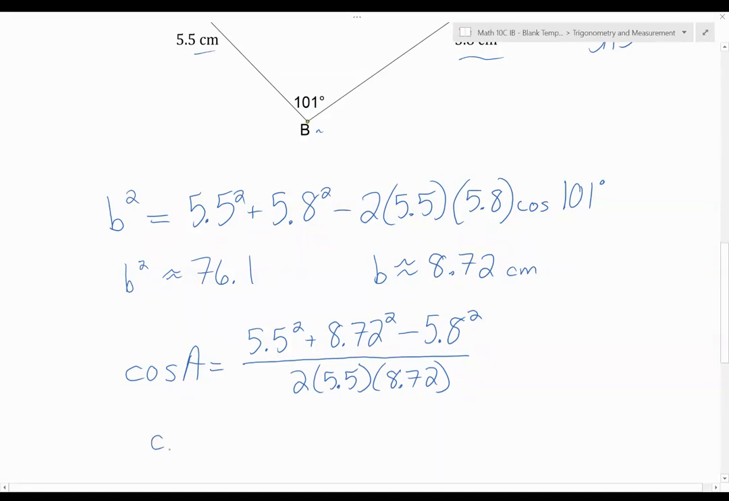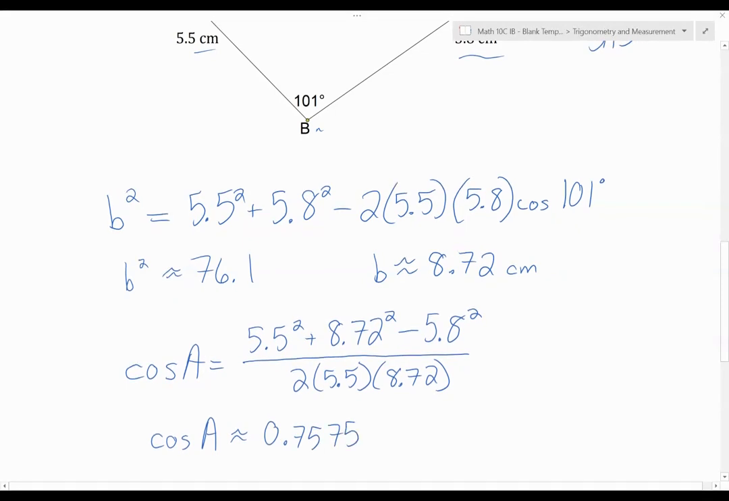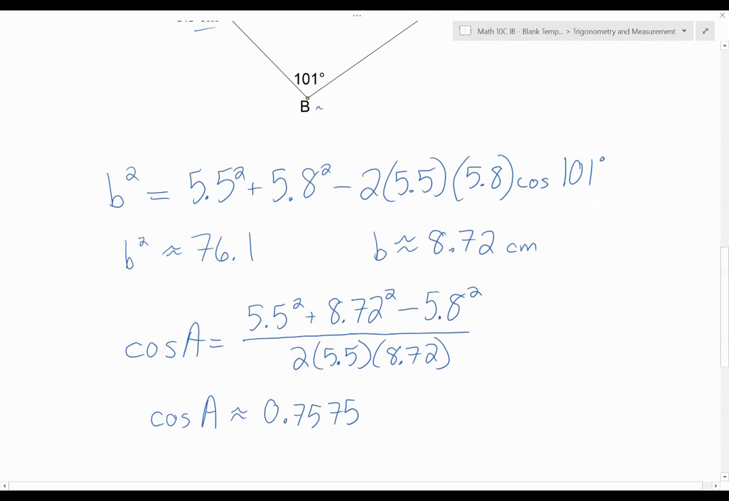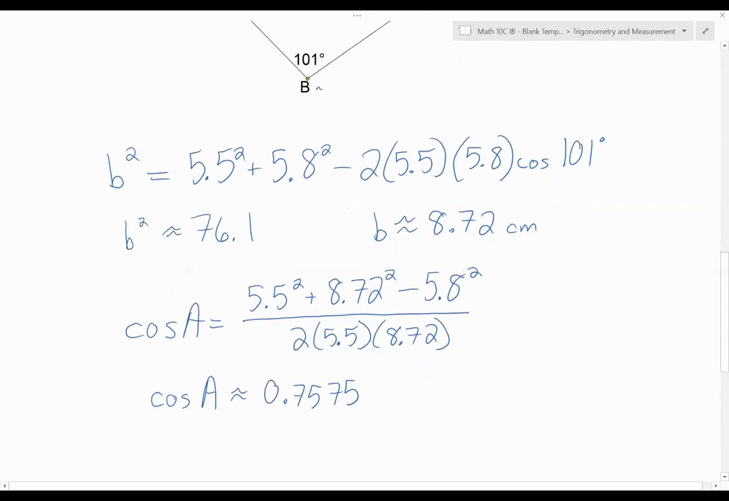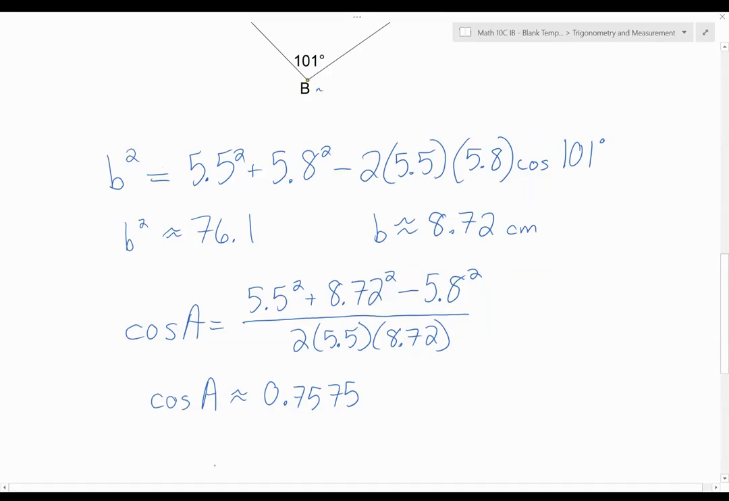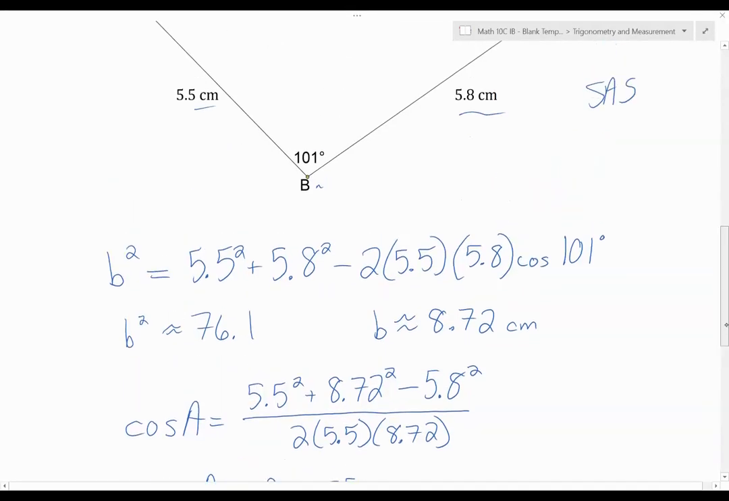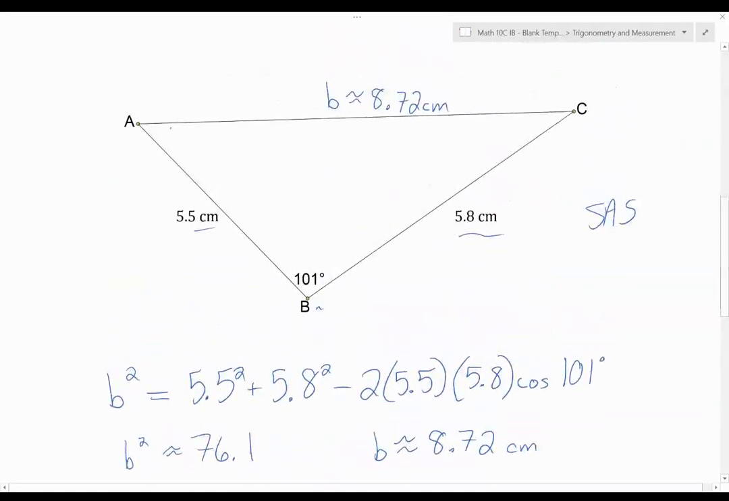And what I get when I do all this is I get approximately 0.7575. Again, that is not A, that is the cosine of A. So I need to use the arc cos, or the cos -1 button on my calculator. And what I get is that A is approximately 40.8 degrees when I round to 3 significant digits. So 40.8 degrees.